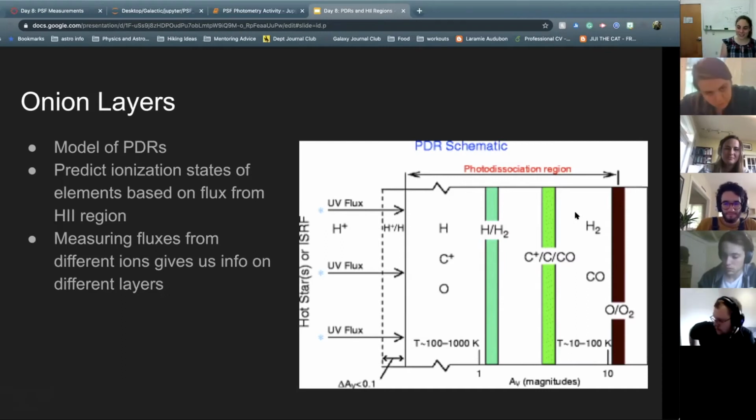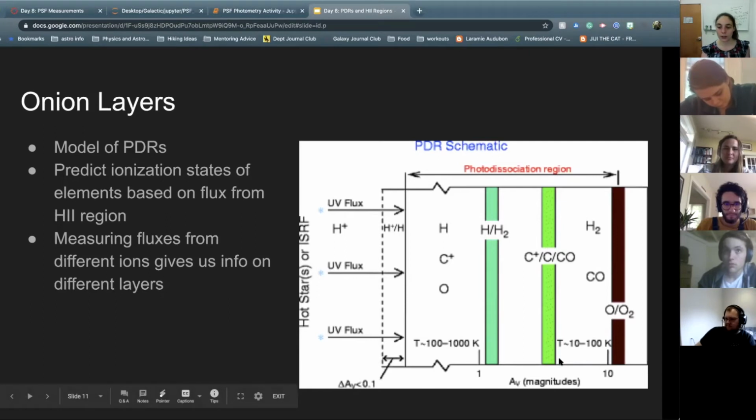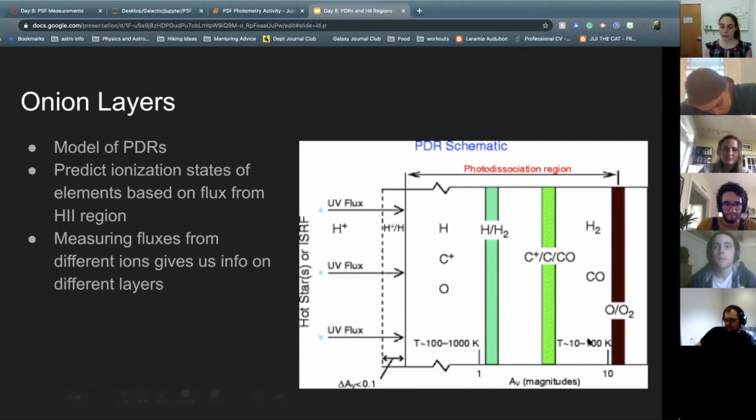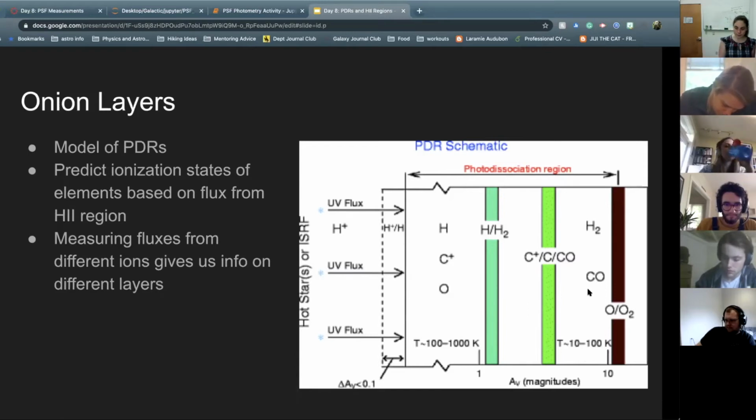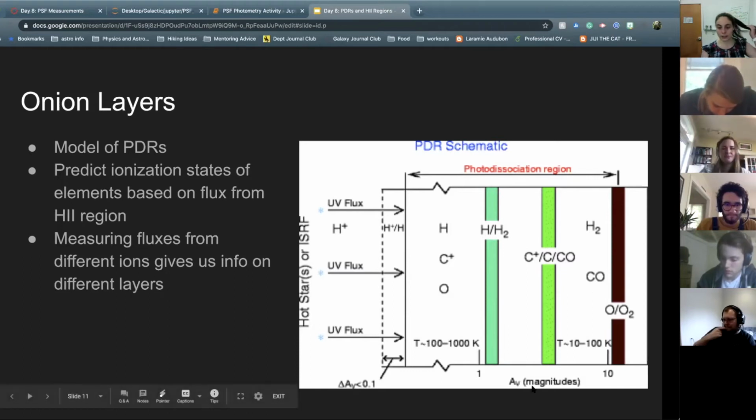As you move out, we get cooler. So as we transition from the H2 region through the PDR towards the giant molecular cloud, we get lower temperatures, 10 to 100 Kelvin, and we have more molecules and fewer ions. Typically, this isn't measured in a distance, it's measured in an absorption. So AV is the extinction at the V band in magnitudes.